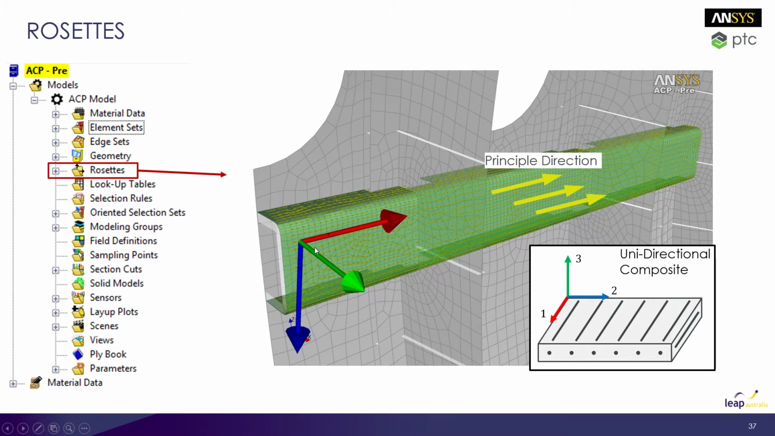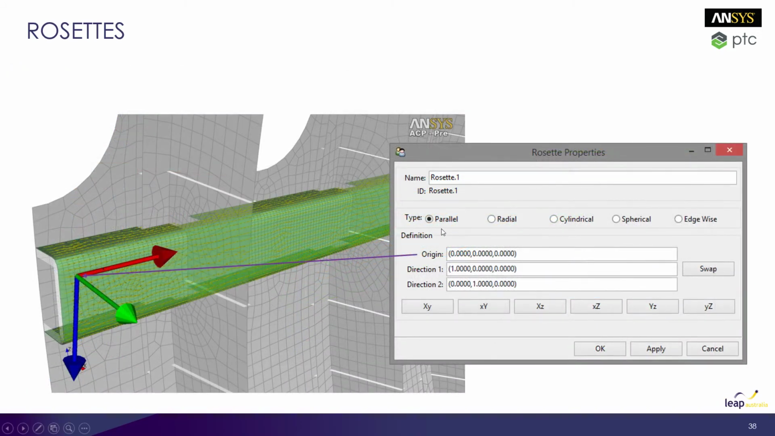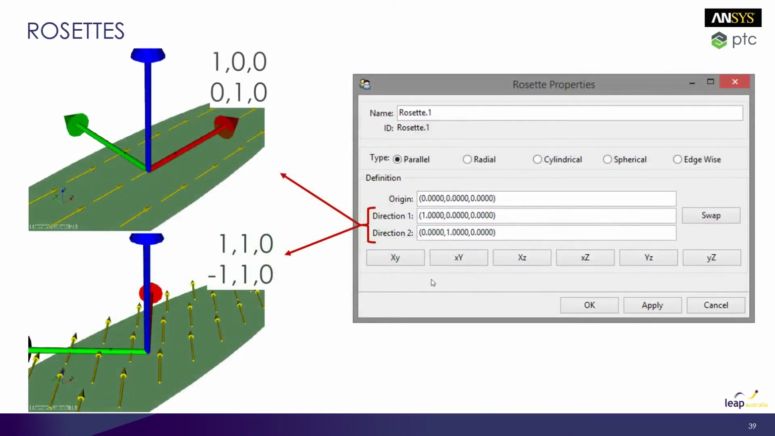So we need to align these rosettes to follow this coordinate system layout on our structure. So you can see here, these yellow arrows are our fiber direction. It's going to follow our red one for a 0 degree ply. So to create a new rosette, there are a couple of different things that we need to do. We need to specify its location on our structure, and all we need to do for that is specify our origin. We can click on the structure for that, and then we need to reference directions 1 and directions 2. So this can be done with vectors, or it can be done on the structure. I'll show you both of them.